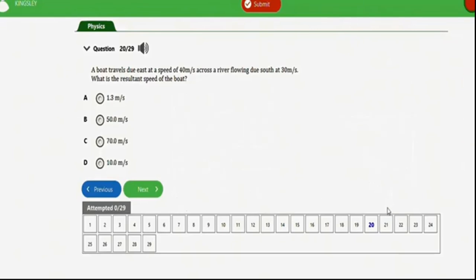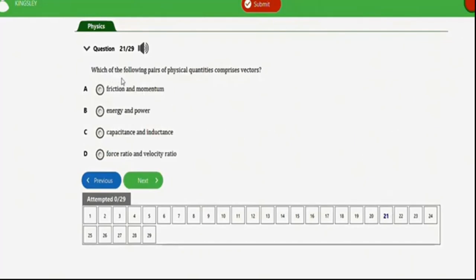So the next repeated question will be this one. It says which of the following pairs of physical quantities comprises vectors? We have friction and momentum, energy and power, capacitance and inductance, force ratio and velocity ratio. So the correct option in this question is option A, which is friction and momentum.